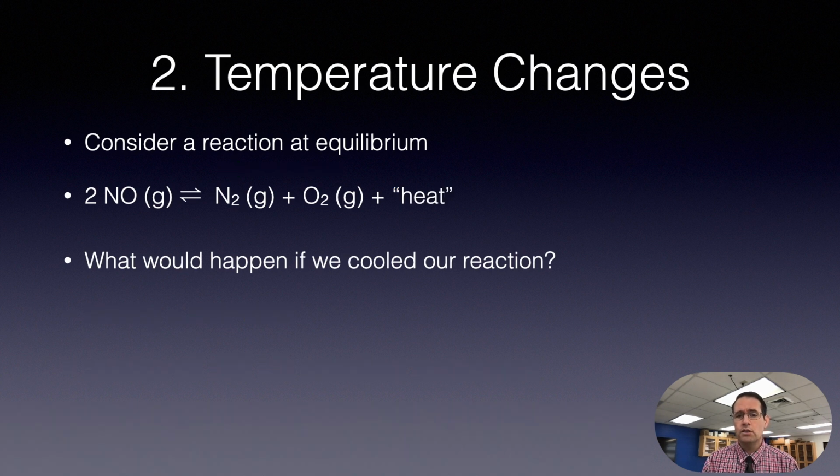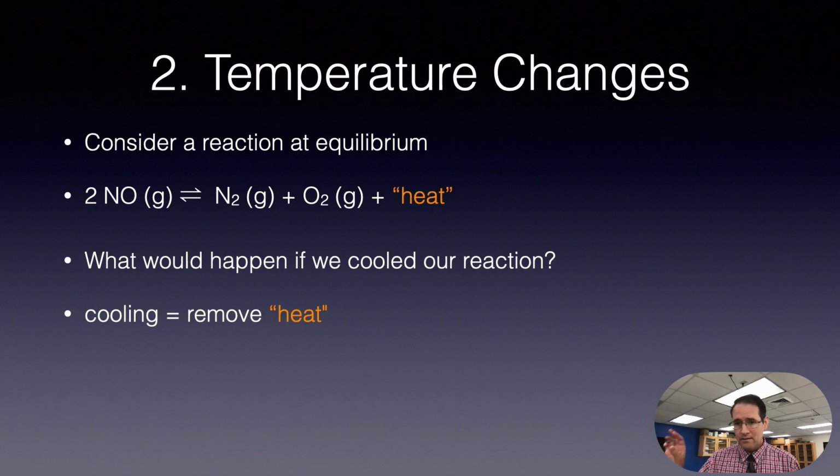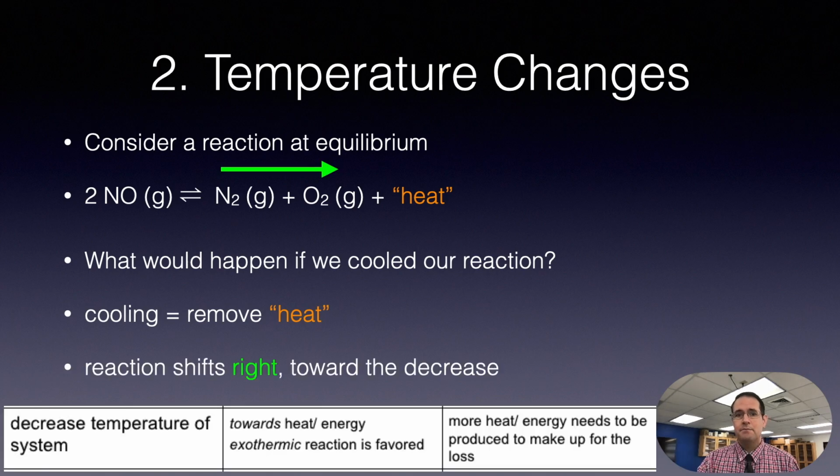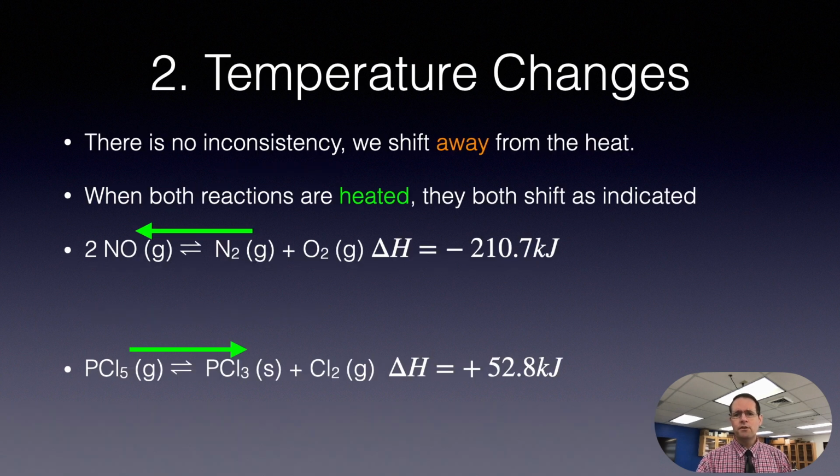What would happen if we cooled our reaction? Well, the opposite thing would happen. If you cool a reaction, you're basically removing heat, and we pretend like the heat's only on the right side of the chemical equation. Okay, so if we remove heat, it means you're going to shift towards the decrease. It's going to shift right. So here's from the summary table. If you decrease the temperature of a system, you shift towards the heat or the energy as it's drawn or written in your thermochemical equation, okay? So it's a little weird and it looks kind of inconsistent, but trust me, there is no inconsistency.